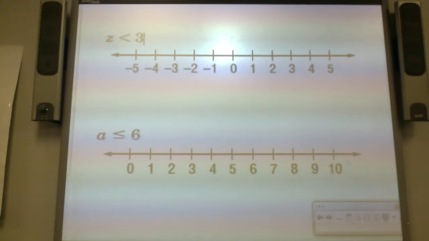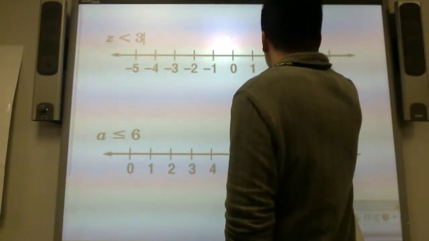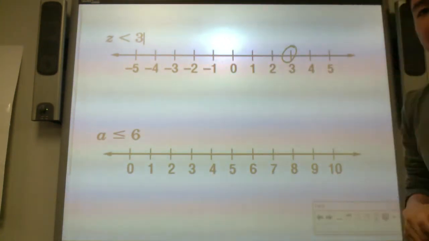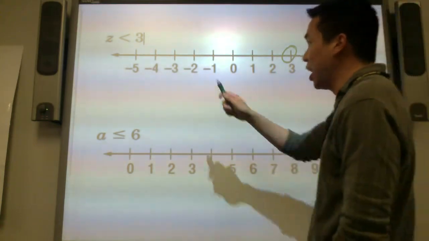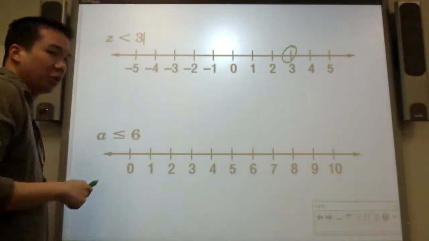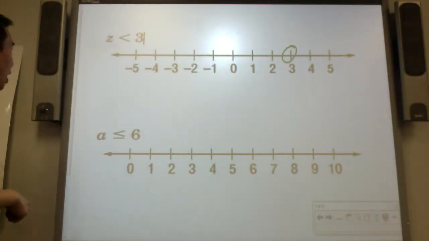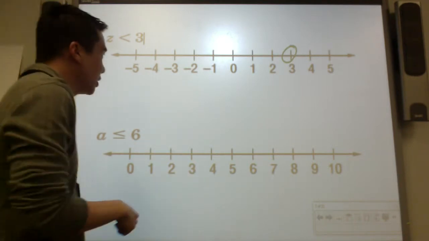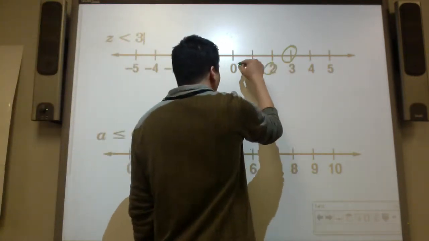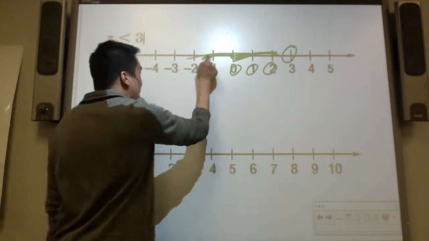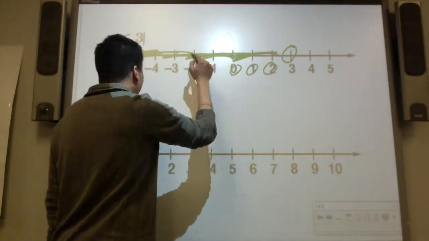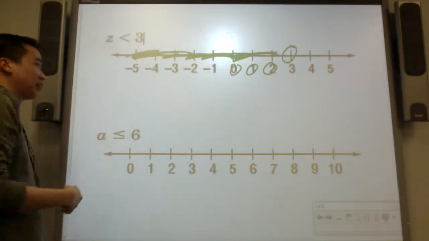Next one, number 3. Find 3. Is it going to be open dot or closed dot? Open dot because there's no equal to here. So a number is less than 3. Is 2 less than 3? Yes. All of these are less than 3, so I shade to the left. Again, how do I know? Do you see how this arrow is facing to the left?